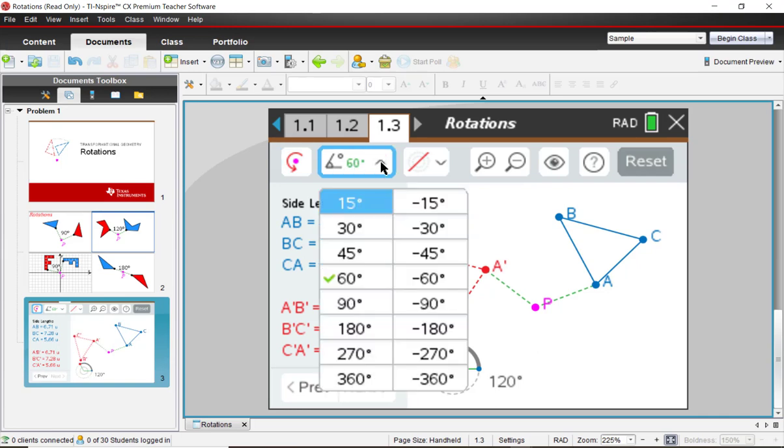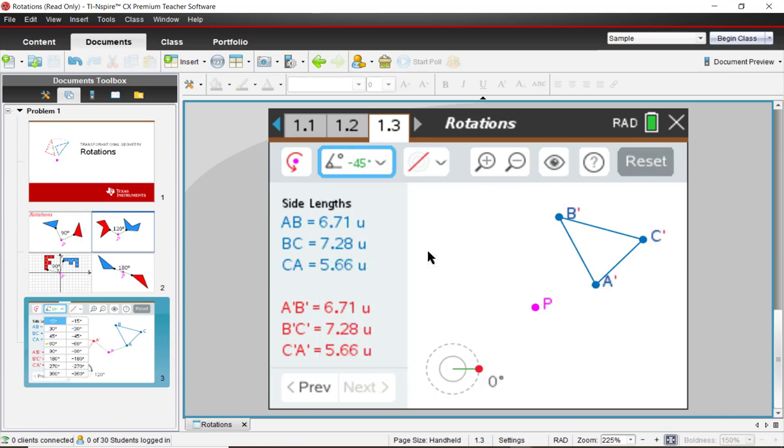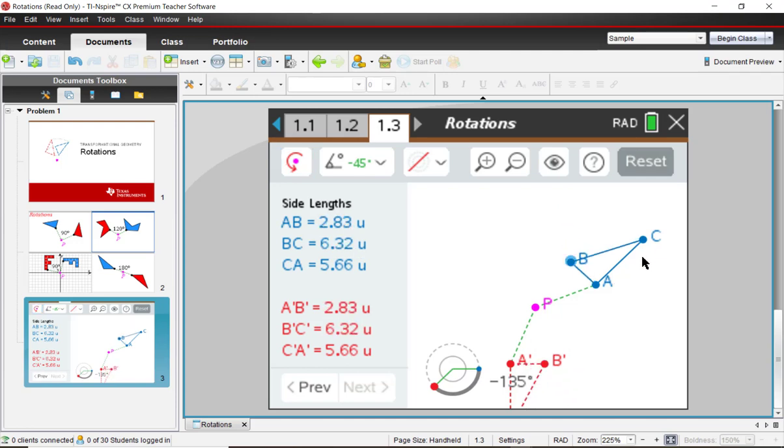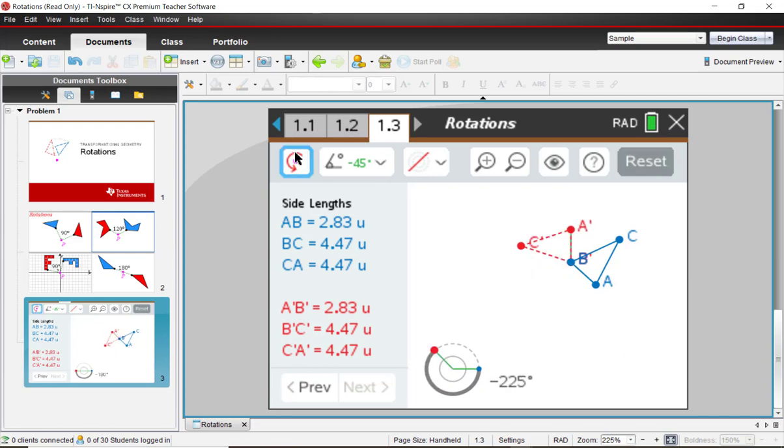Try a different angle, maybe a negative 45 degrees, and rotate, and investigate, explore, discover. And you should be able to make some conjectures about lengths, side lengths as well.